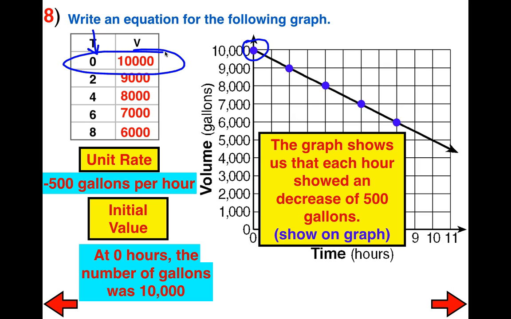Now that we have both our unit rate and our initial value, we can create an equation. I would say V equals, because there are variables given to us here. So V equals 10,000 minus 500t. Here, 10,000 represents our initial value, because that's how much we started with. But then based off of that, we were losing 500 gallons per hour. So this is our unit rate.